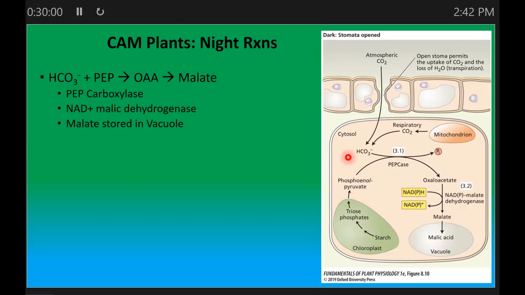So PEP carboxylase. Oh, one thing about PEP carboxylase you should add into your notes. That enzyme is so picky. It only will take in carbon dioxide. O2 is not allowed. It does not fit anywhere into an active site. So this is a great enzyme to have CO2 interact with right away. As soon as it comes in, if it can get into the PEPCase active site, that's great because hopefully PEP will be right there and they can just run this really, really efficiently. So get that malate, stuff it into the vacuole all night long.